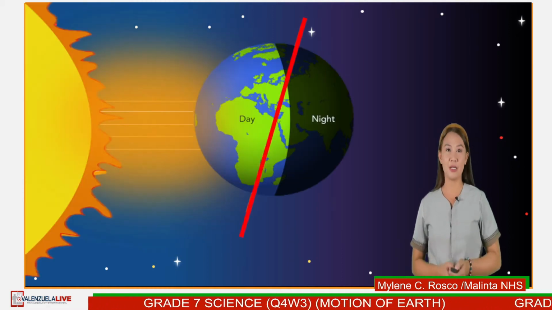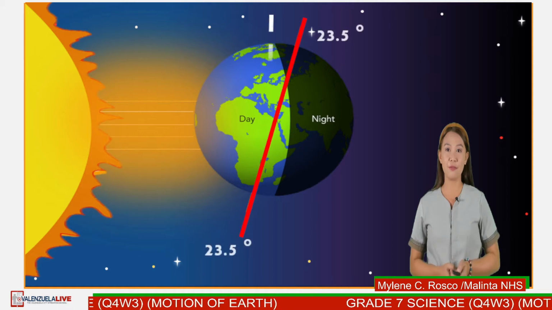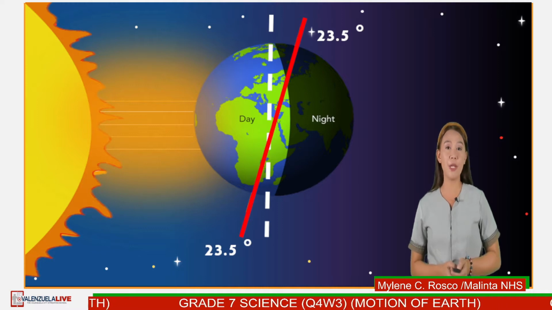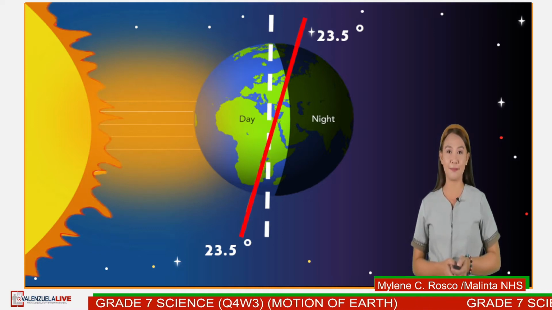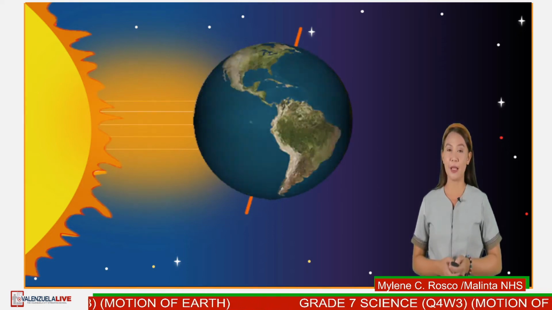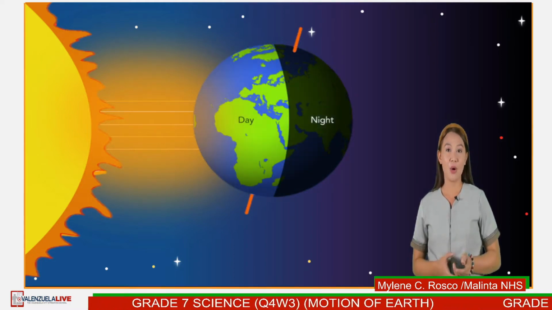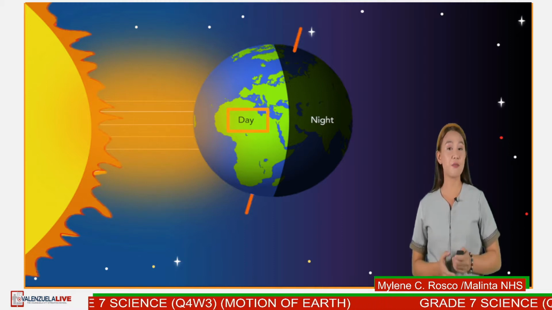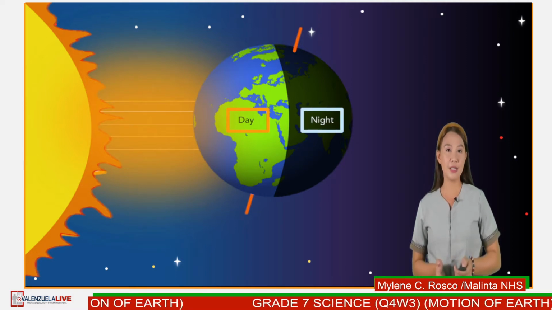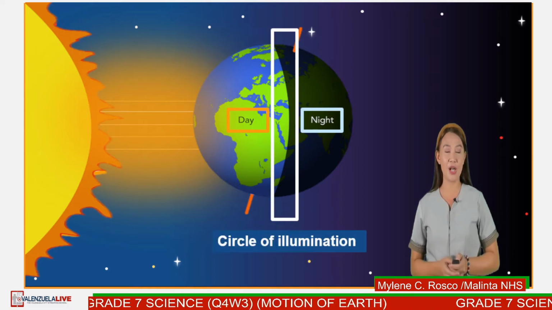In the illustration, the Earth's axis is drawn as a straight red line, and we can observe that the Earth's axis is tilted at 23.5 degrees from the plane of its orbit around the Sun. Days and nights take place because of rotation. The portion facing the Sun experiences day, while the other half that is facing away from the Sun experiences night. The circle that divides the day from night on the globe is called the circle of illumination.